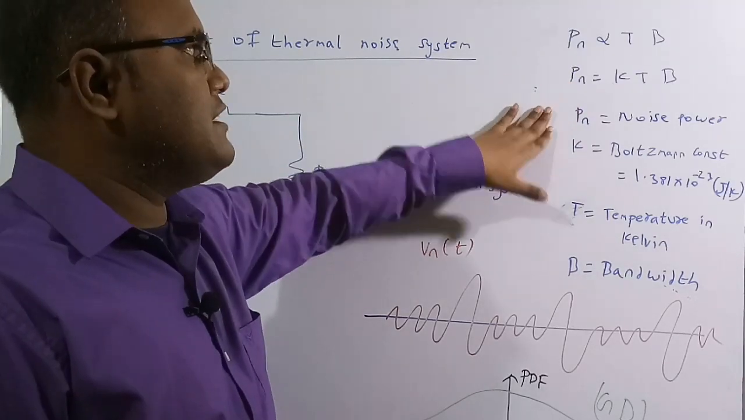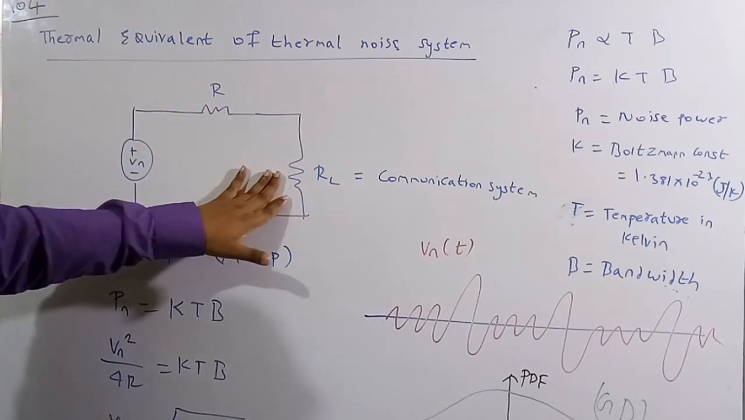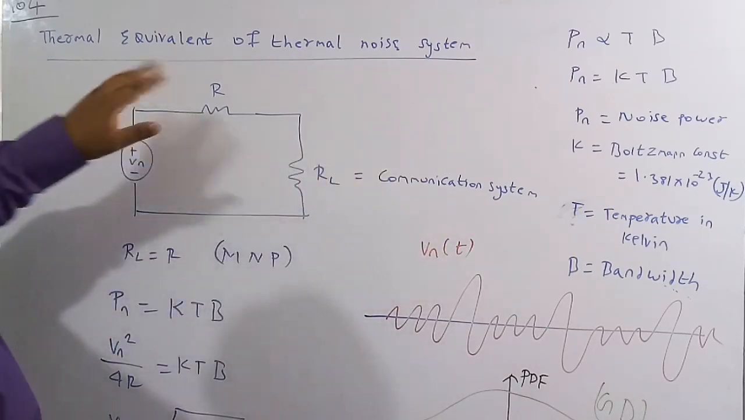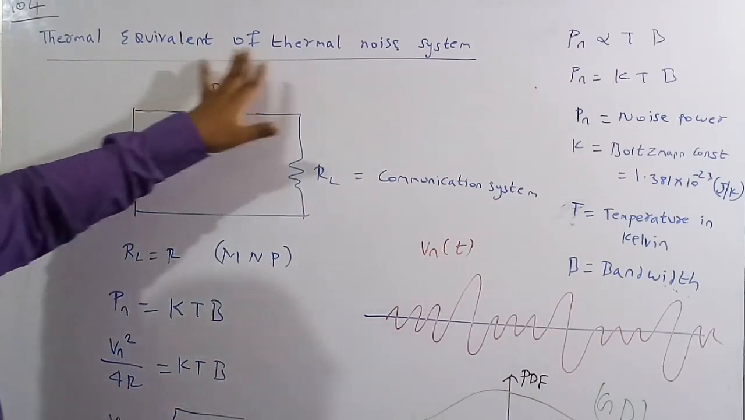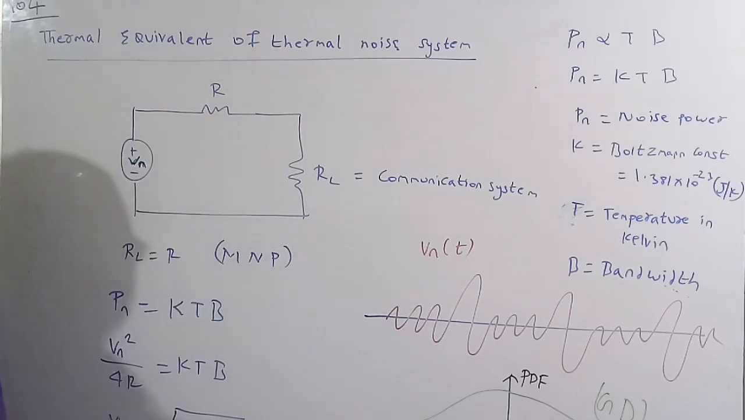So finally, what I am trying to say is simply this. Suppose there are two metallic resistors, R and RL. RL is a communication system. Let me assume this is some communication system. So this is called the thermal equivalent of the thermal noise system. So this is some noise voltage. Vn is called the noise voltage.